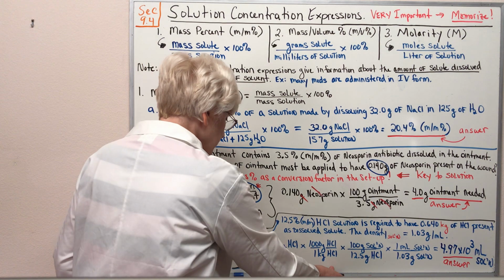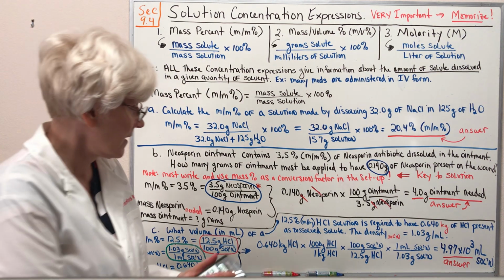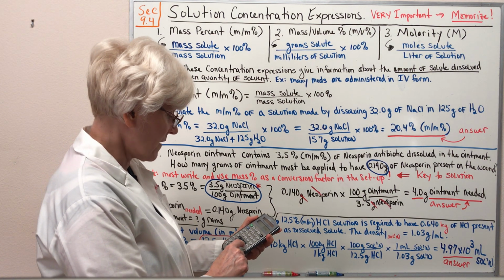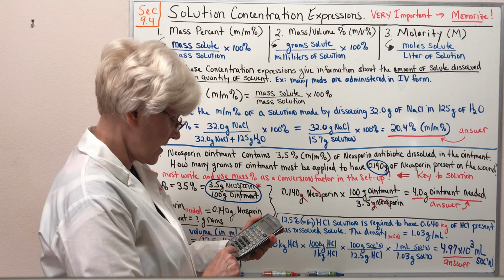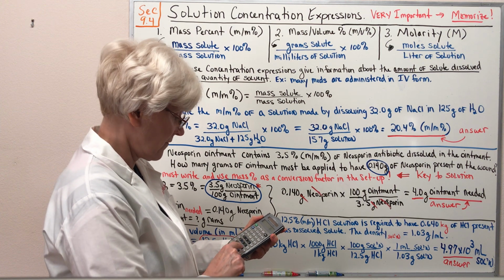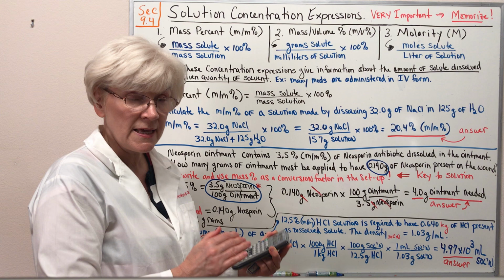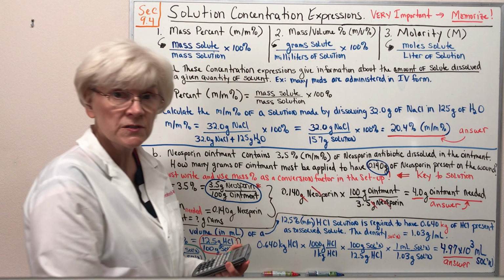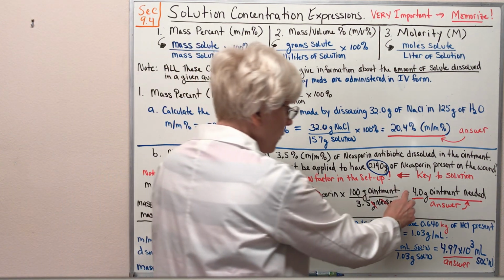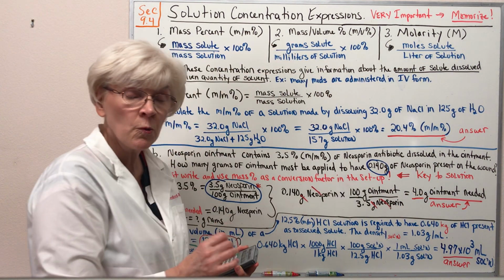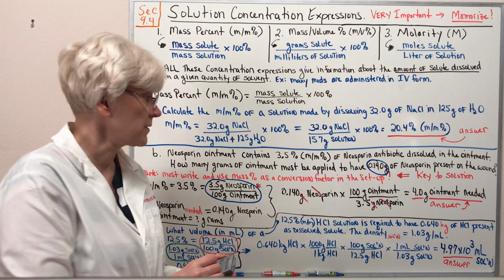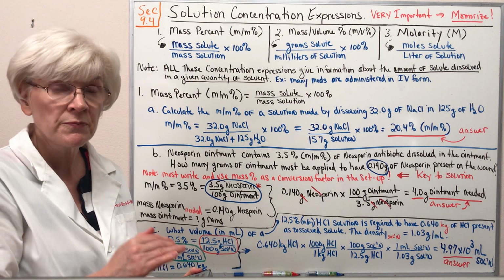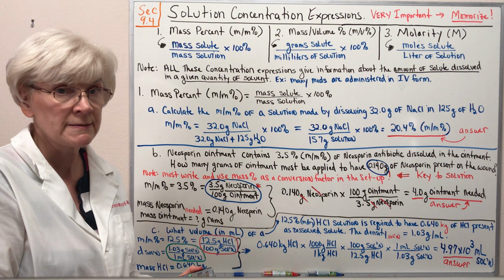Once we have the setup, it's a very quick check on our calculator to determine the answer. 0.140 times 100 divided by 3.5, and I see that the answer is 4, but I need 2 sig figs with that answer, so I'm going to write 4.0 grams of ointment must be applied to the wound in order to have 0.140 grams of Neosporin present dissolved in that ointment.